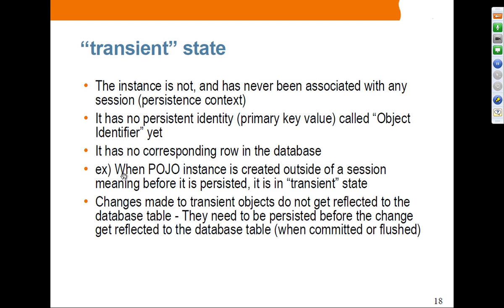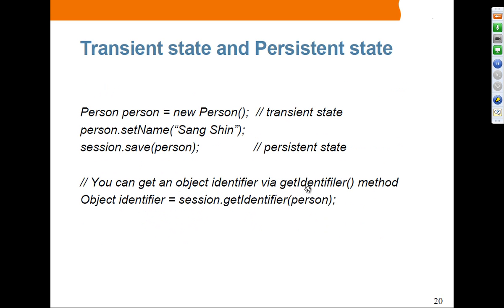So when a Person instance is created outside of the session, meaning before it's persisted or saved, it is in transient state. So that's basically the example I showed you here. When you create an object that is in transient state, it doesn't have any object identifier, and it doesn't have any row in the table. Now when you save it, that's the time the object identifier will be provided by Hibernate, and that object will now be in persistent state, meaning it's in the bag of persistent context or in the bag of session.